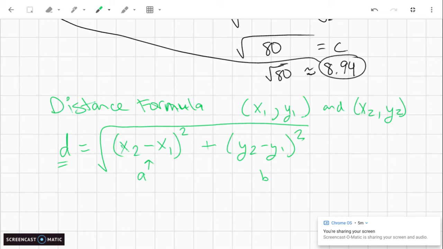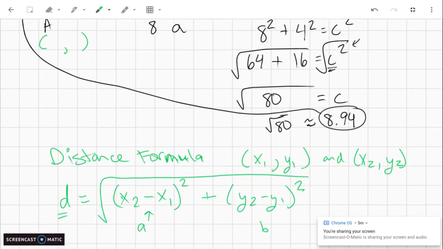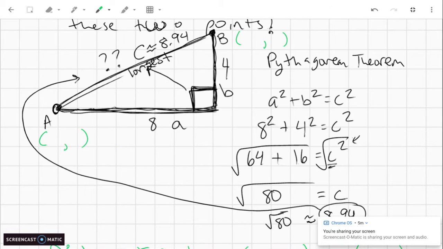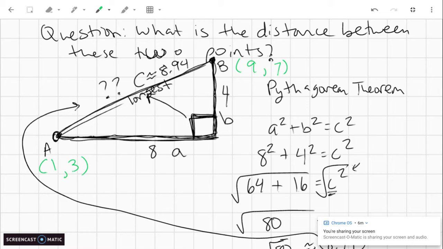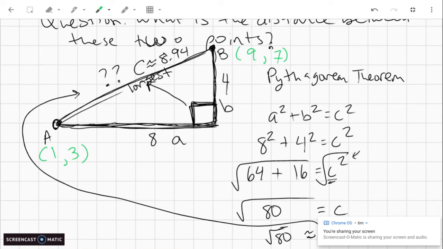If I look at the points that I had before, I'm going to give some points to this now. If A is 1, 3, and B is 9, 7, now I know that I counted. This was over 8. 1, 2, 3, 4, 5, 6, 7, 8. But if I do your x, and x is 9, that's x2, and this is x1, that's the first point, that's y1. This was x2, and this was y2. I know that I can do x2 minus x1 gives you 8.